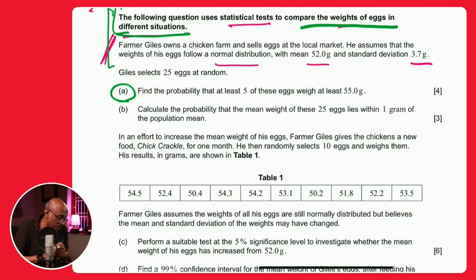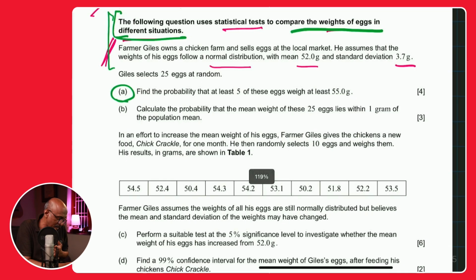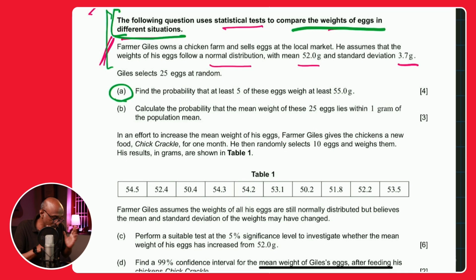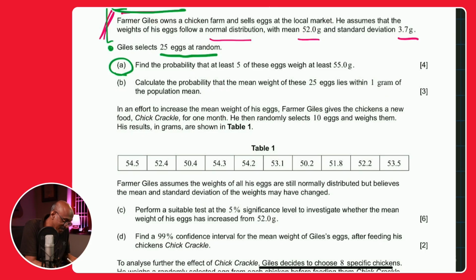So Farmer Giles owns a chicken farm and sells eggs at the local market. He assumes that the weights of his eggs follow a normal distribution. The mean of each egg, the population mean, is 52 grams, and the population standard deviation is 3.7 grams. Giles selects 25 eggs at random. Okay, now that's key. The question says, find the probability that at least 5 of these eggs weigh at least 55 grams. At least 5 of this is very interesting.